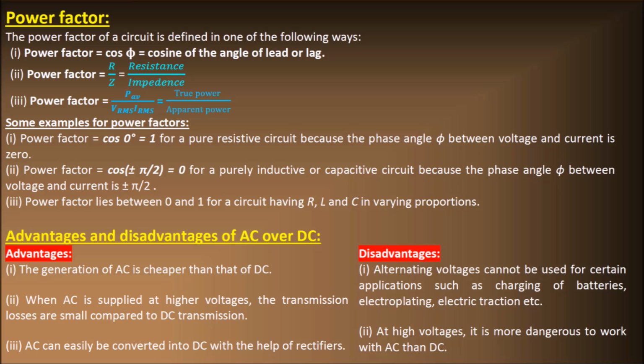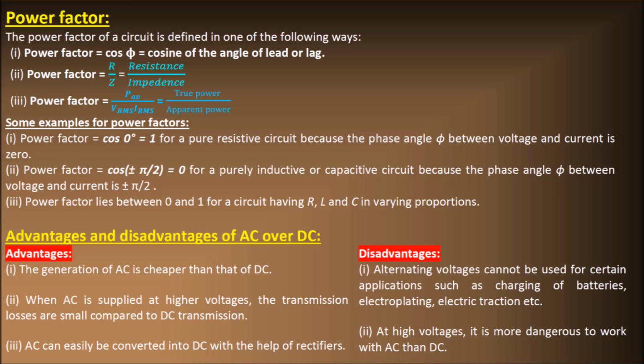Now we'll see the advantages and disadvantages of alternating current over DC current. We'll see the advantages first. The first advantage is that the generation of AC is cheaper than that of DC current. Next, when AC is supplied at higher voltage, the transmission losses are small compared to DC transmission. We already studied the transformer. In that, we transmit the current to a very long distance by raising its potential difference. This way you can transmit without much loss.